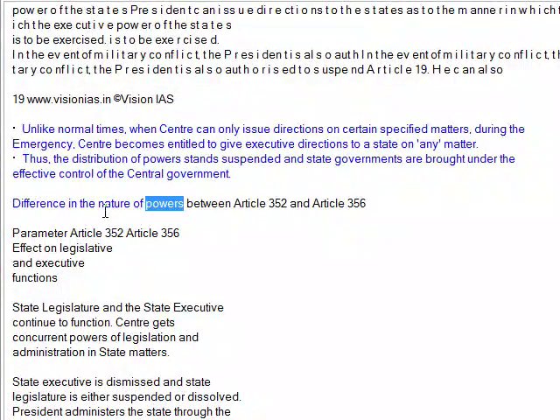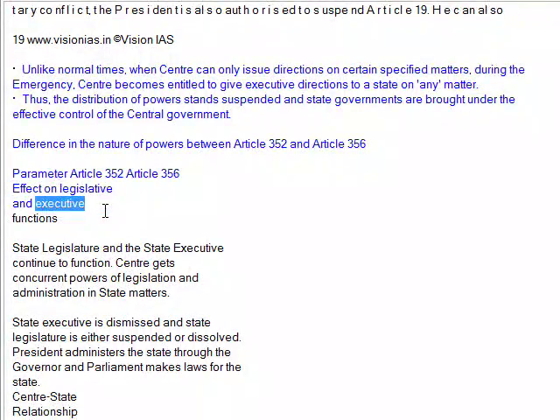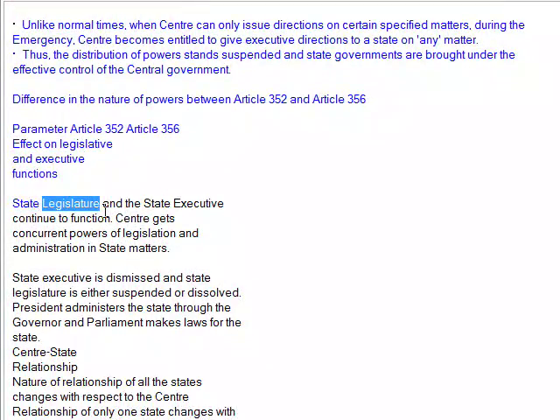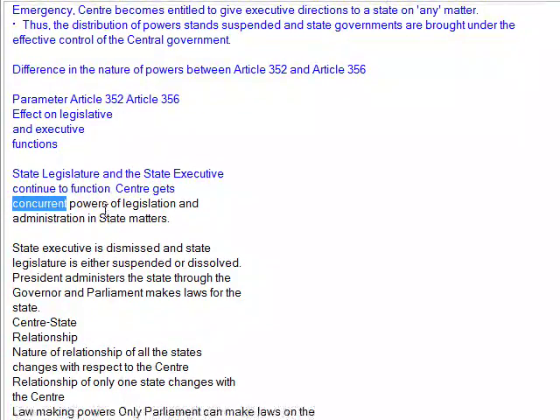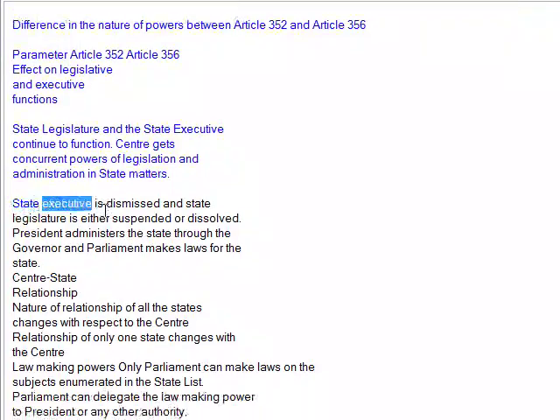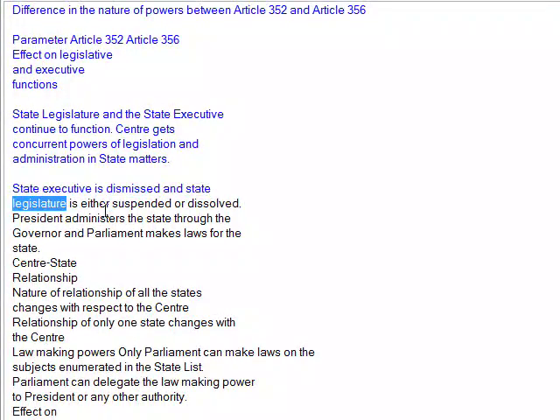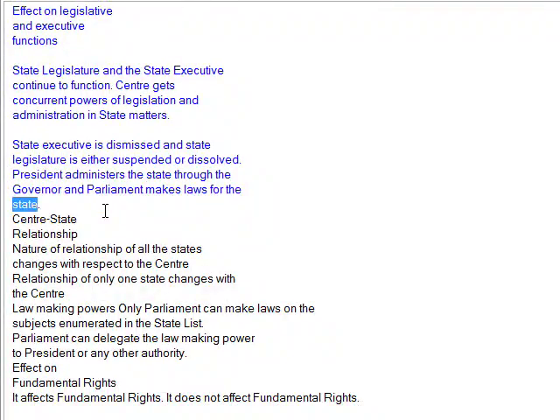Difference in the nature of powers between Article 352 and Article 356. Parameter: Article 352, Article 356. Effect on legislative and executive functions: under Article 352, the state legislature and the state executive continue to function, and the Center gets concurrent powers of legislation and administration in state matters. Under Article 356, the state executive is dismissed and the state legislature is either suspended or dissolved. The President administers the state through the governor and Parliament makes laws for the state.